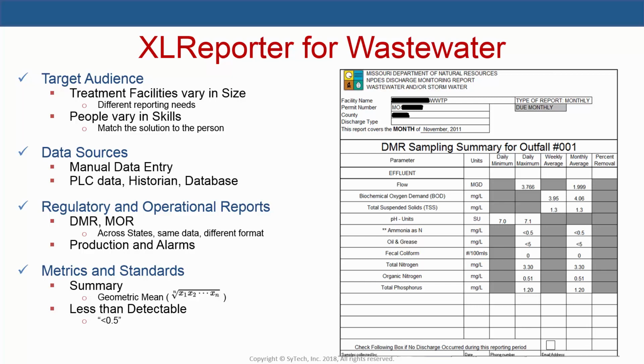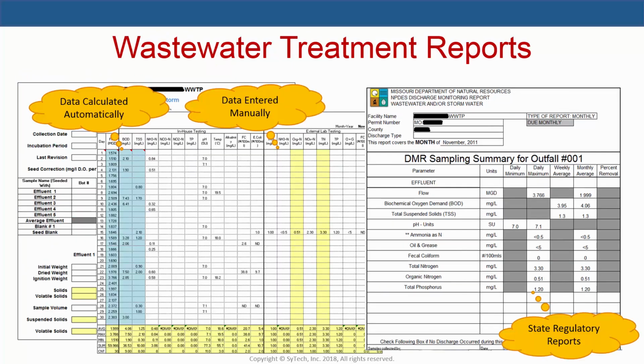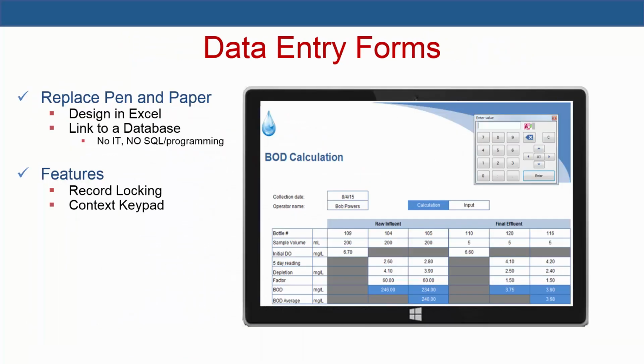However, with wastewater, much of the required data isn't available directly from the process and must be entered manually. XLReporter can merge both process and manual entry data into reports so it fits seamlessly into any wastewater operation. While we're on this topic, let's take a moment to discuss XLReporter's manual data entry system.